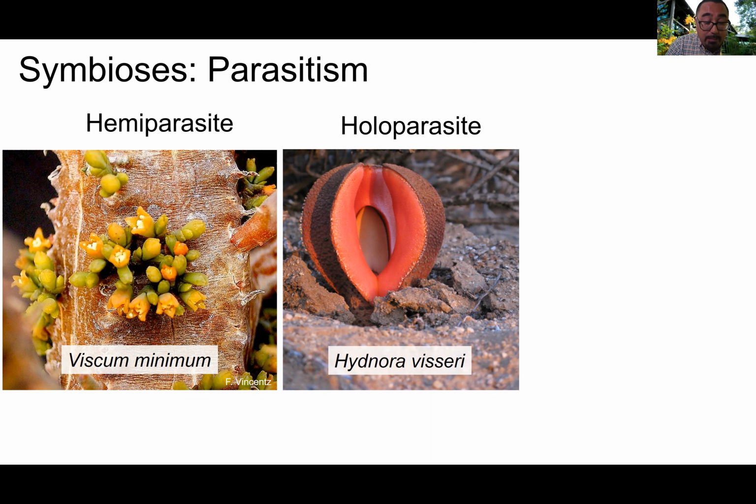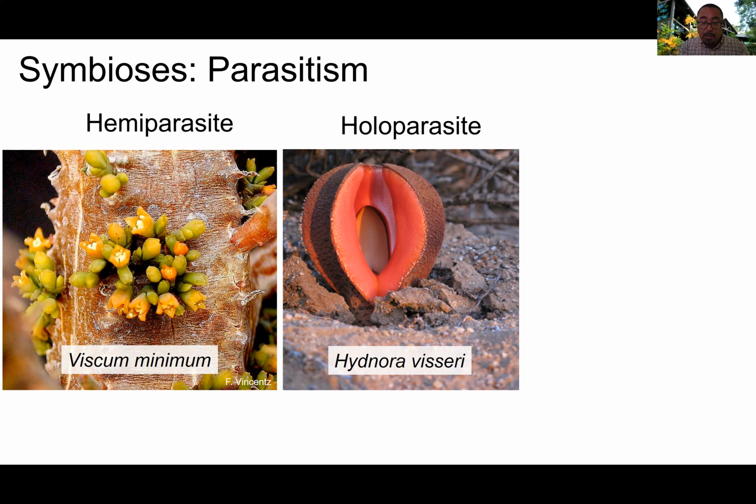On the left, Viscum minimum, a diminutive mistletoe. The small flowers and bracts you see are the plant parasite, parasitizing the larger structure, which is the stem of the euphorbia shrub, the host. Since these floral structures are green, we know that this mistletoe is a hemiparasite. It can produce a portion of its carbon budget via photosynthesis.